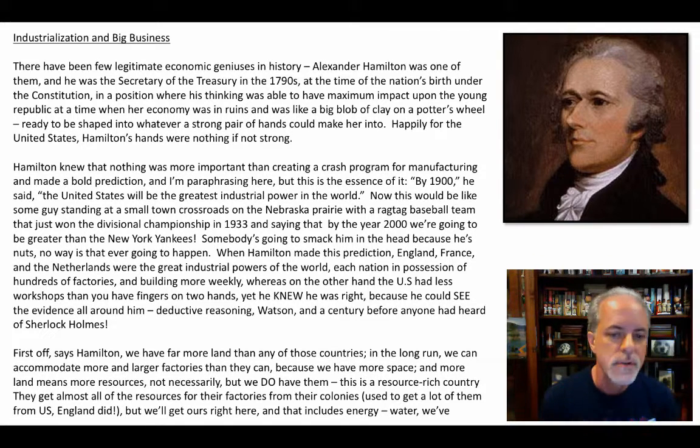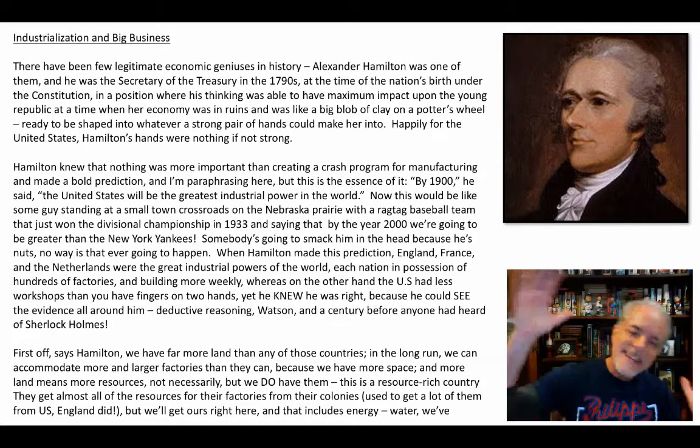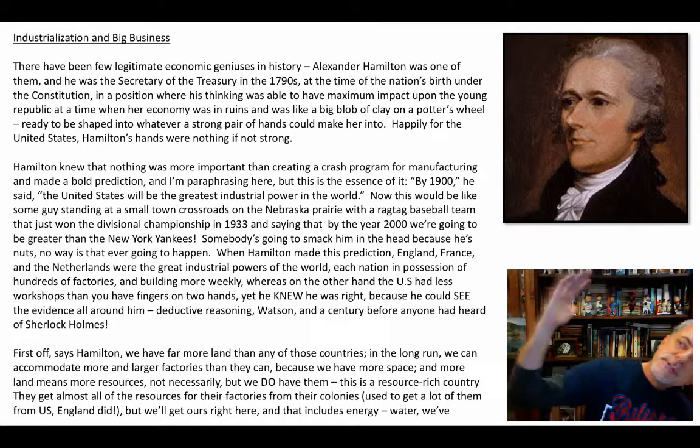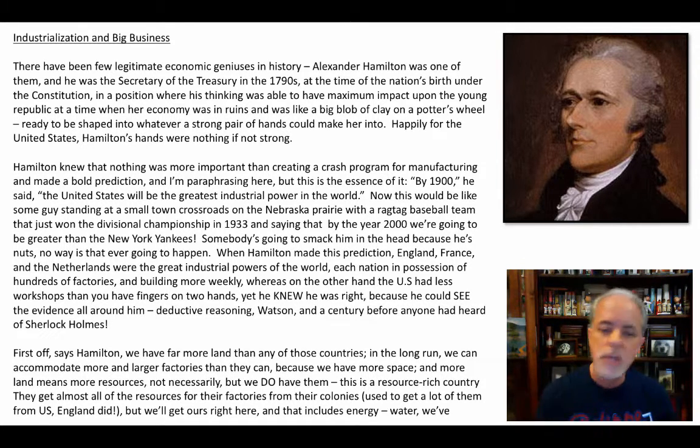Hamilton knew that nothing was more important than creating a crash program for manufacturing, industrialization. And he made a bold prediction, okay, in the early 1790s. I'm paraphrasing here, but this is the essence of it. By 1900, he said, the United States will be the greatest industrial power in the world.